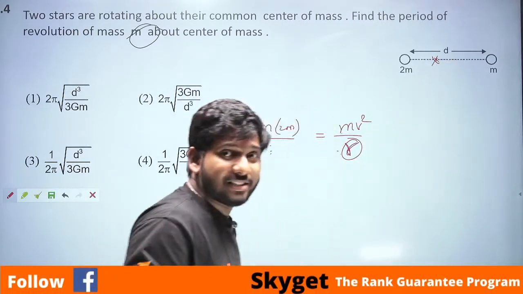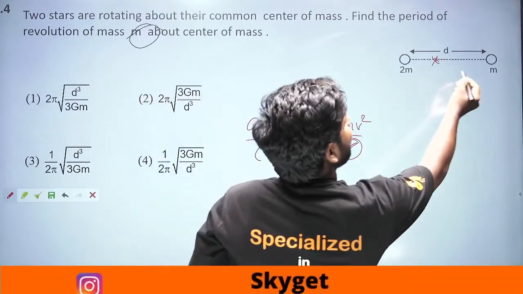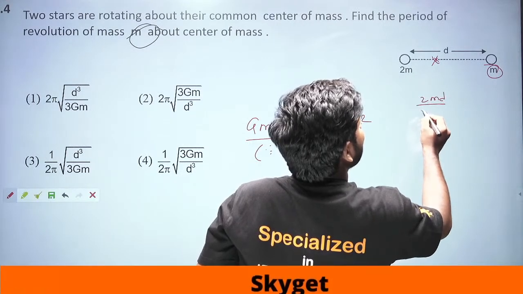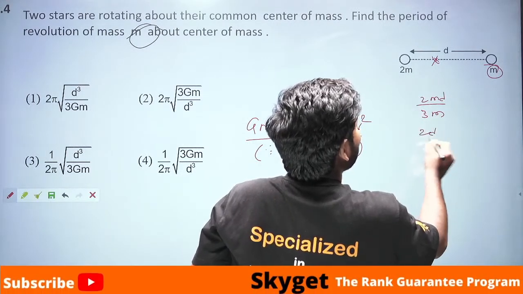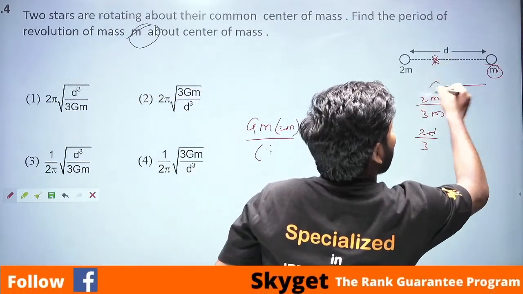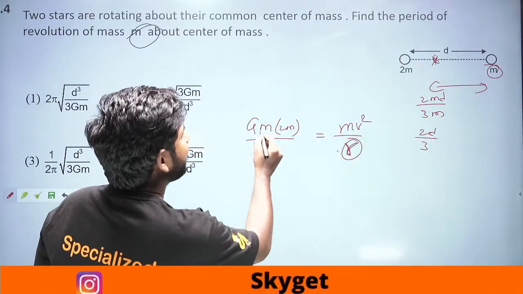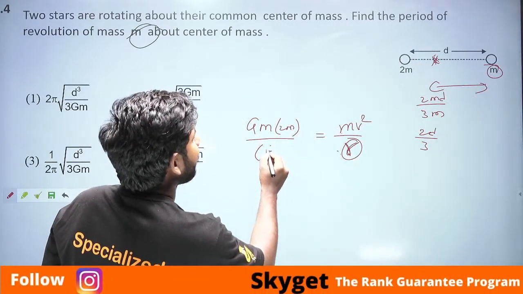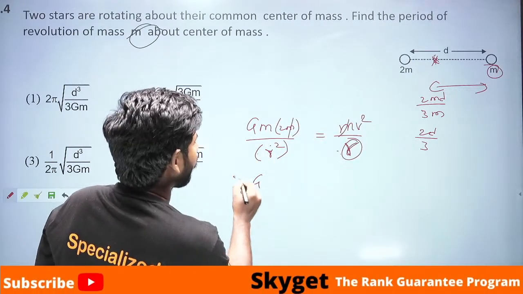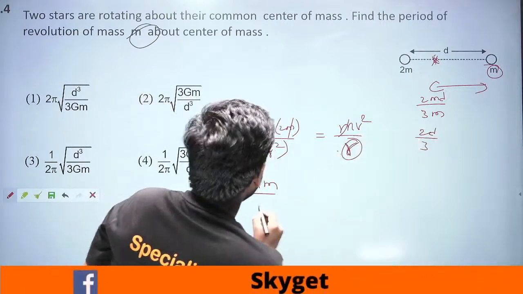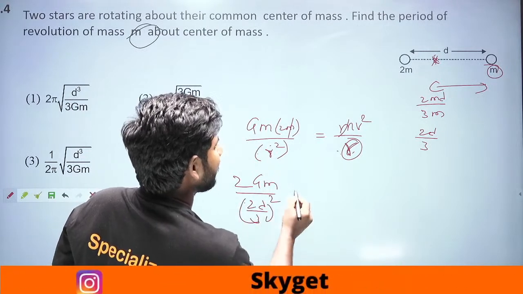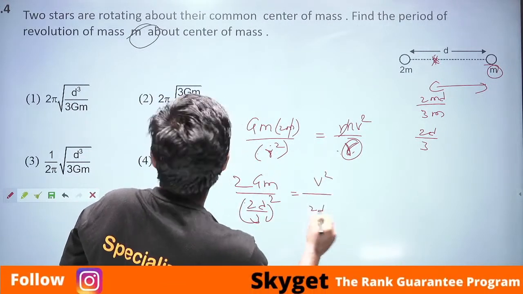So they are rotating about the center of mass. What is the distance of that mass m? It will be 2d by 3. So 2d by 3 is the distance between the center of mass and this mass m. So it will be revolving here. So G m into 2m by that radius square. Here m gets cancelled. 2Gm by (2d by 3) whole square is equal to v square by 2d by 3, students.